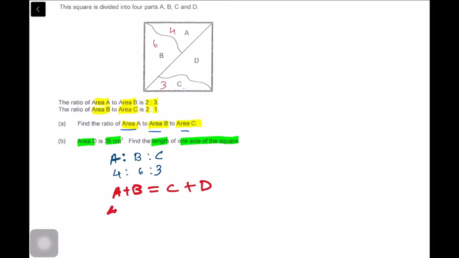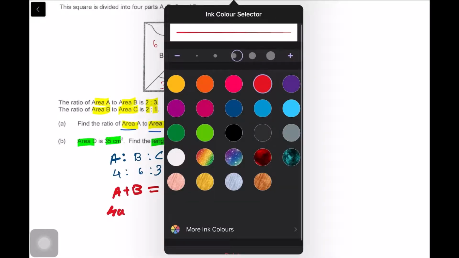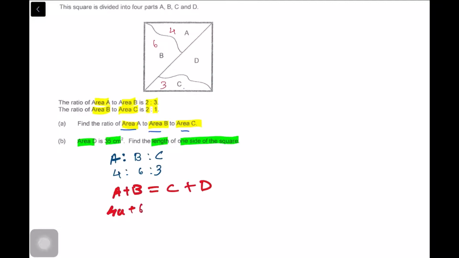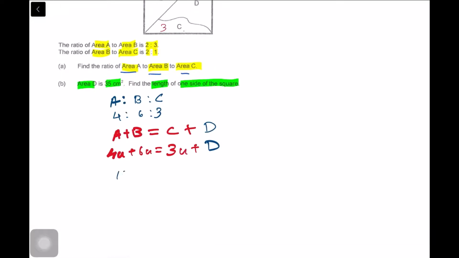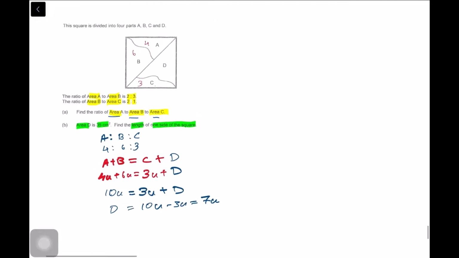A is 4 units, B is 6 units, C is 3 units, and D we have to find. So A plus B, which is 4 plus 6, gives 10 units, and that is equal to 3 units plus D. So D equals 10 units minus 3 units, which gives us 7 units. So the area of D is 7 units.